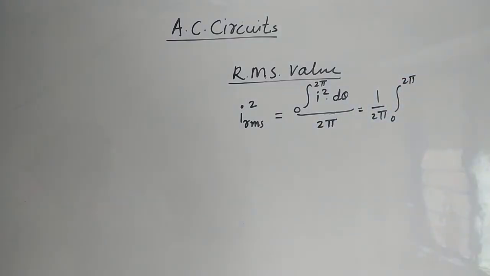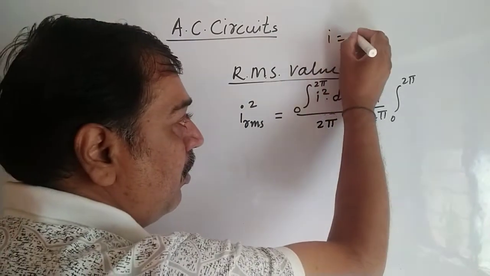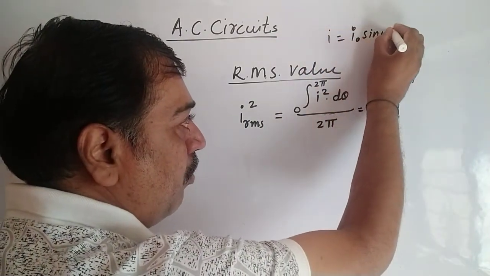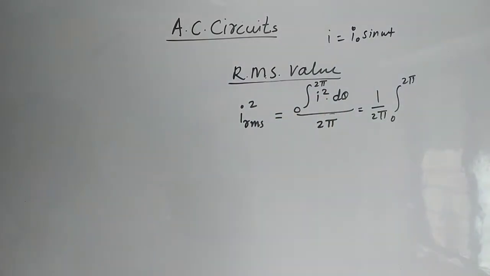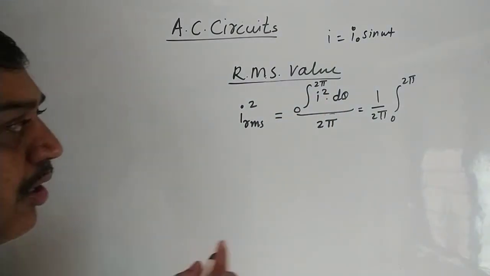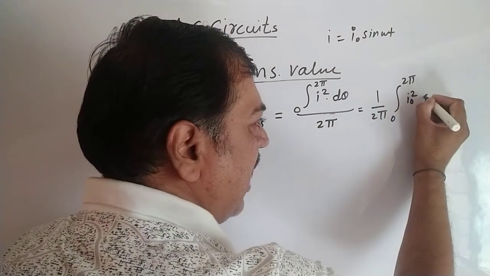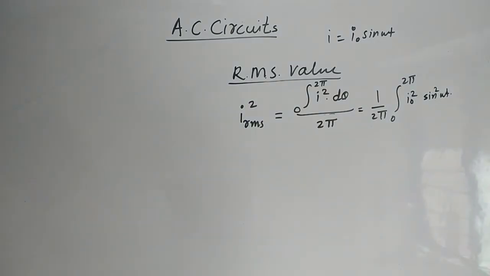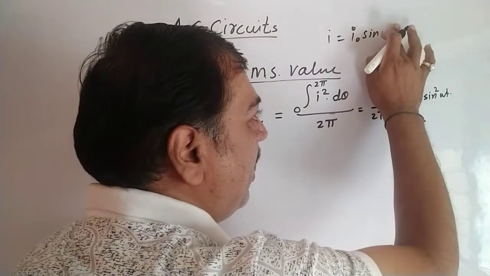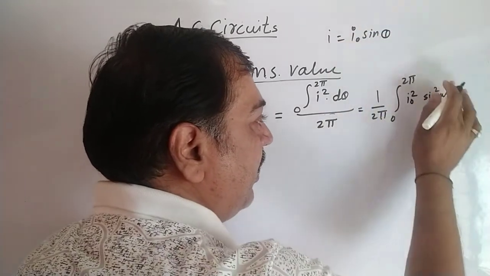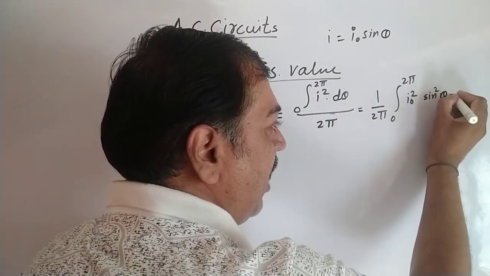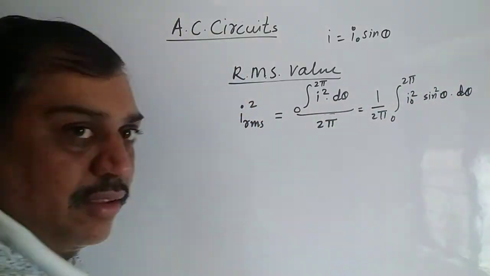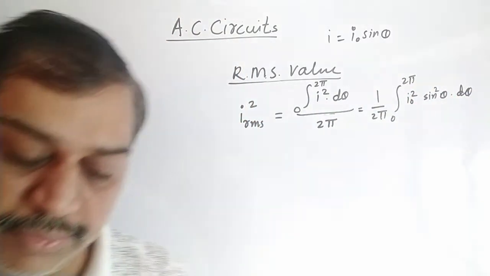Now what is the value of I? I equals I0 sine omega t. Taking it square and putting it here, we get I0 square sine square omega t. Instead of omega t they have put theta, so we make it theta here. So we get I0 square sine square theta into d theta, as it is.